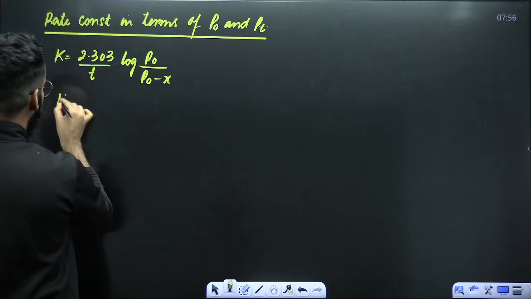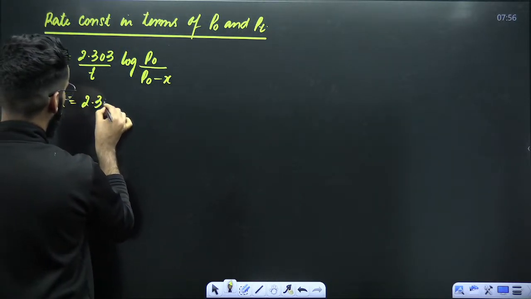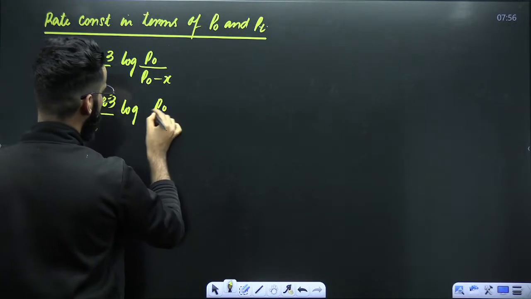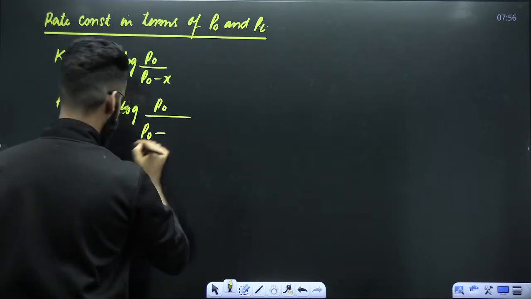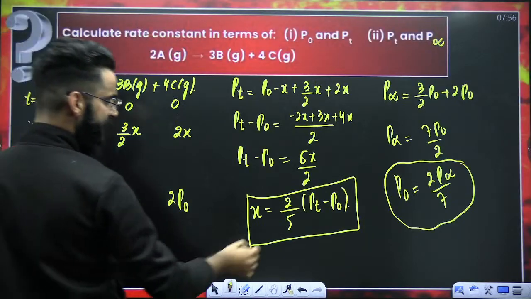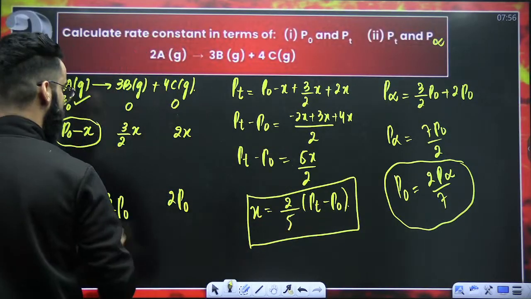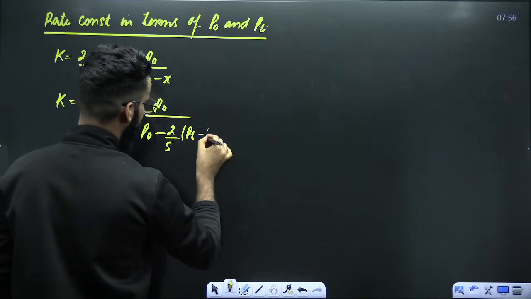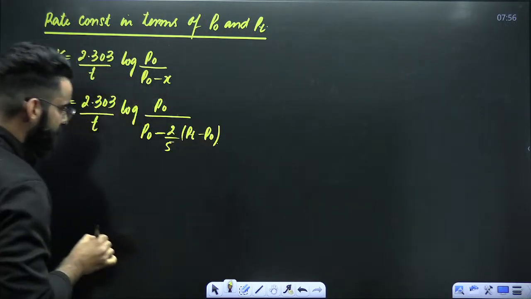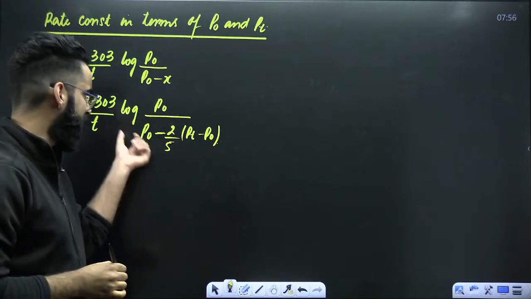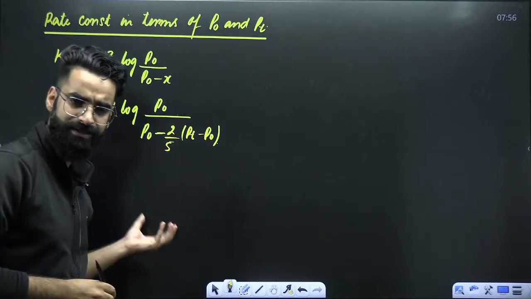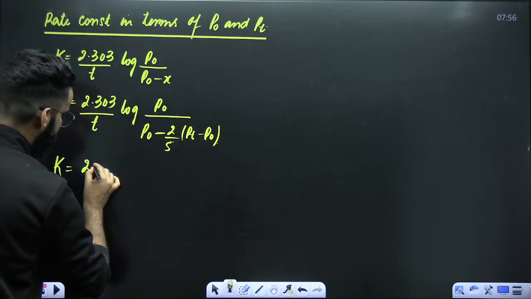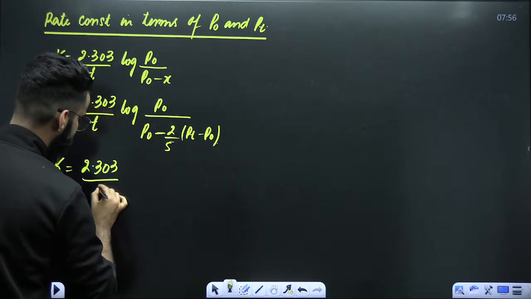Already we have got the x value, if you remember. So it is 2.303 divided by t, log of P naught divided by P naught minus x value. I believe I've already calculated 2 by 5 Pt minus P naught. So this is 2 divided by 5 Pt minus P naught. Correct? Well, you can further solve it a bit, cross multiply a bit and get the exact value of k. Well, the value of k which you will get from here is 2.303 divided by t.